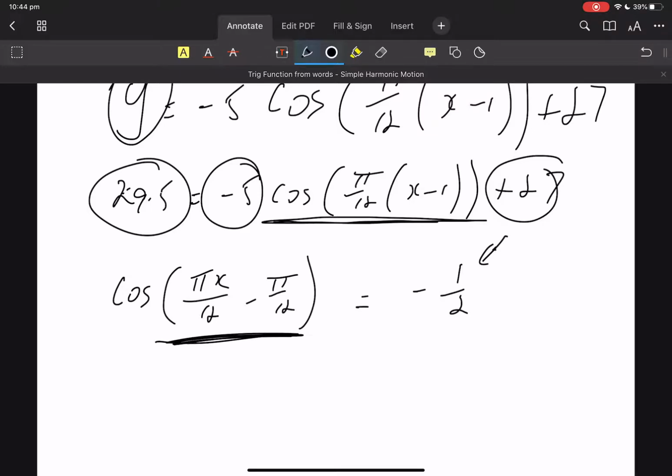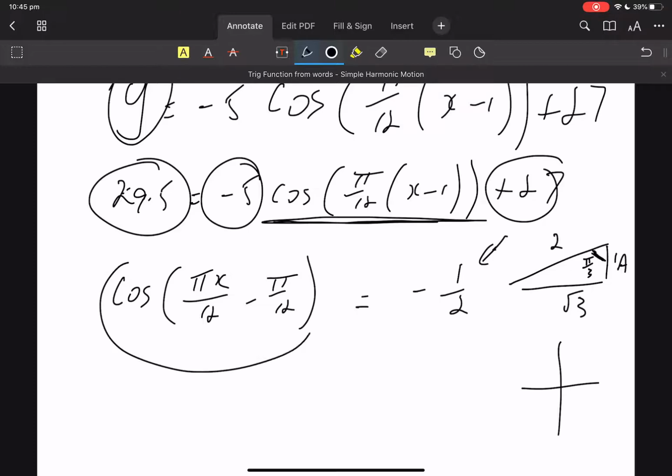Cos of what is negative a half? Let's do it quickly. A half, 1, 2, root 3. Cos is a on h, so that's my adjacent side. So we must be talking about pi on 3. We're drawing pi on 3 where cos is negative. So that's going to be down there and down there. It's cos pi on 3.